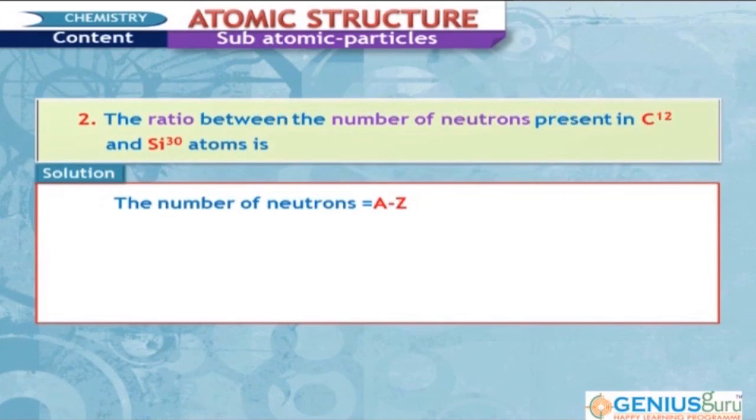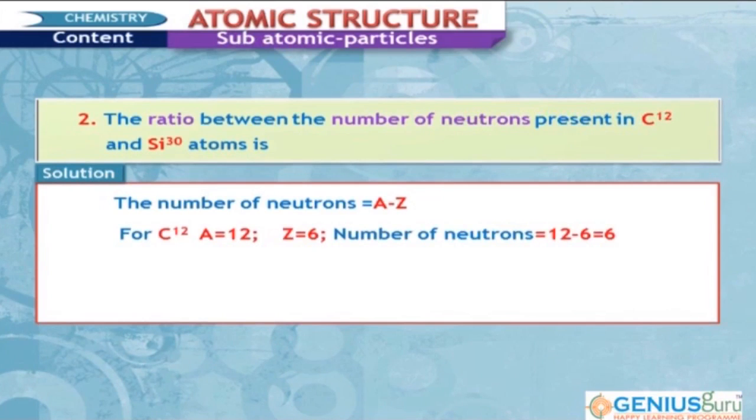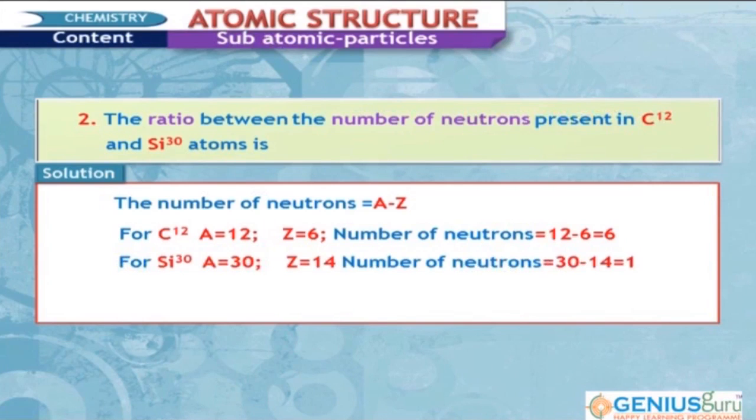Here two atoms are given. First one is C12. The mass number A is equal to 12. The atomic number Z is equal to 6. Hence, the number of neutrons is equal to 12 minus 6, which is equal to 6. Whereas for the other atom, silicon 30, the mass number is 30 and the atomic number Z is equal to 14. Hence, the number of neutrons is equal to 30 minus 14, which is equal to 16.